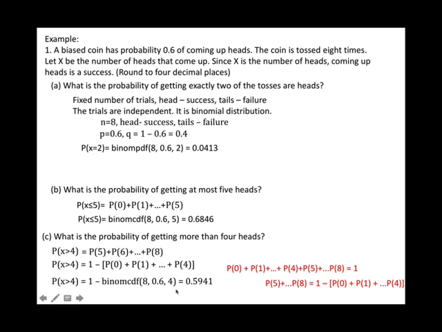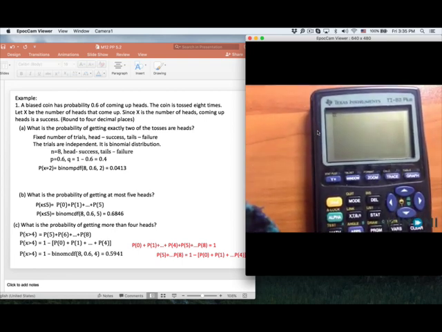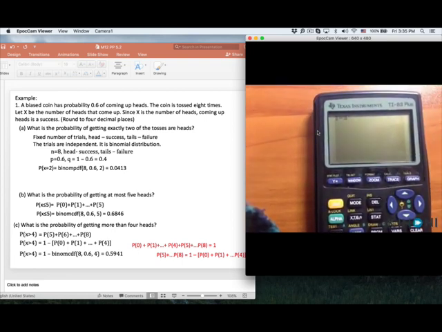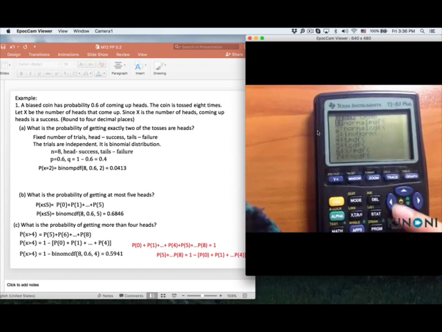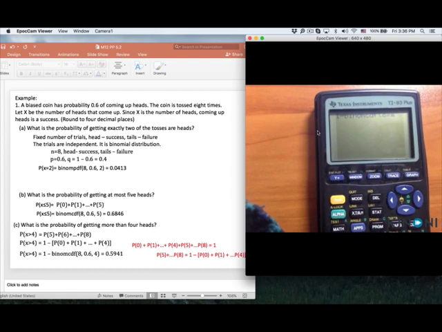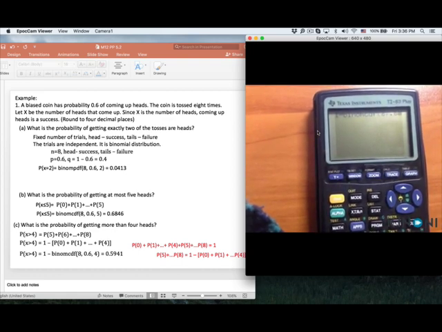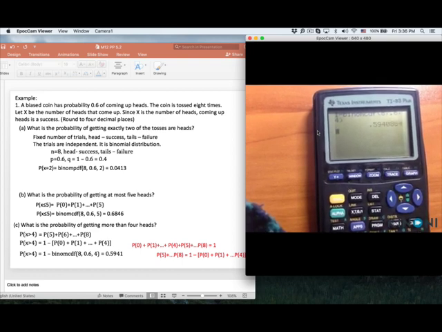So we could use our calculator. This is going to be 1 minus, and then second VARS, choose the binomial CDF. First one is going to be 8, comma, 0.6, comma, 4, close parenthesis, enter. So that will be 0.5941, okay?